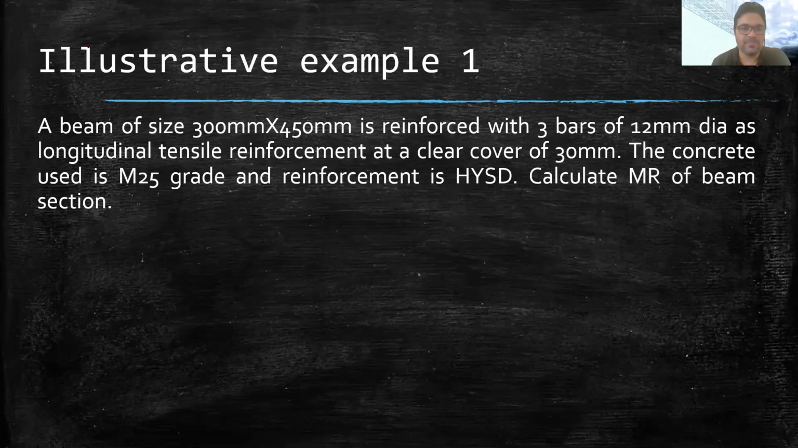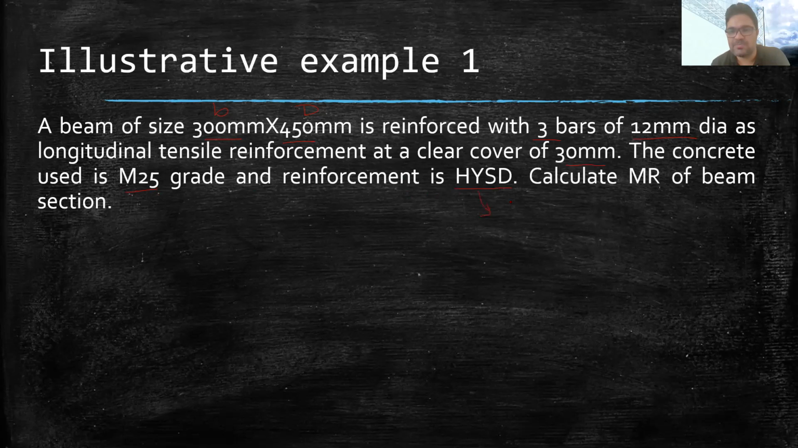Hello, welcome back. So in this part, we will solve example one. In example one, it says there is a beam of size 300 mm by 450 mm. So 300 mm is the width of the beam and 450 is the depth. And it is reinforced with three bars of 12 mm dia as the longitudinal tensile reinforcement at a clear cover of 30 mm. The concrete used is M25 grade and the reinforcement is HYSD bar.